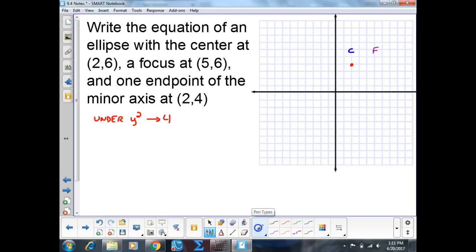Is that going to be A or B? In this case, is that A or B? Why B? Because it's the minor axis. So the major one's got to be longer, right? So A squared, remember, we always go with the longer one. So 4 here is B squared. Okay. What else do we know?